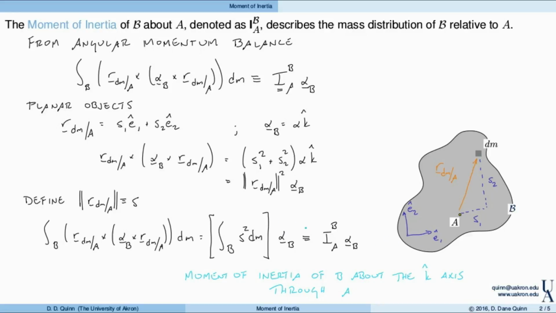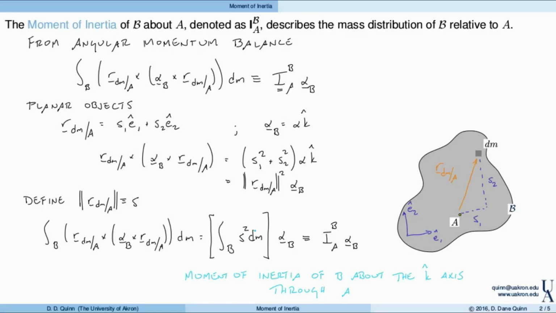So again, this quantity is simply a function of the mass distribution of the body relative to point A. As we change A, the value of s would change for each mass element, so we might have a different moment of inertia depending on the point that we choose. Certainly for different objects we'll have a different moment of inertia, but the important thing is that this is actually a property of the object.